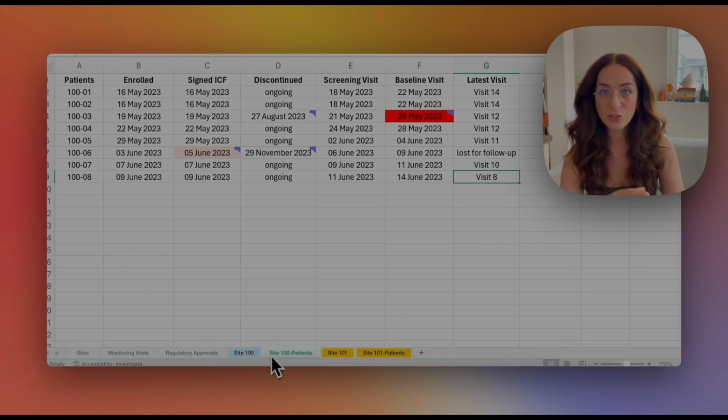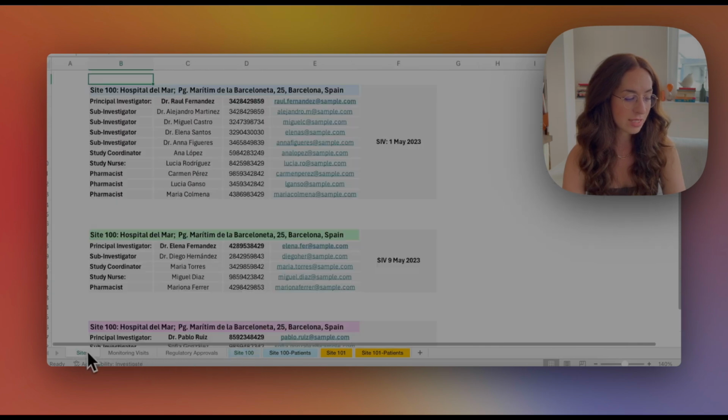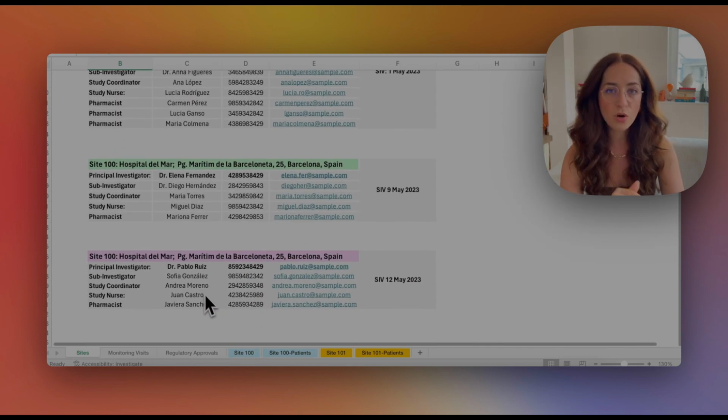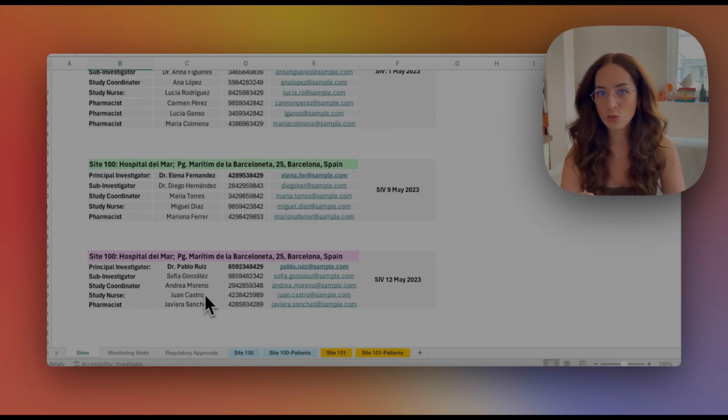And what you've just seen for site 100, you can do exactly the same and replicate for your 2 other sites so that you keep under control the site staff, the documentation, the patients, and your quantity of monitoring visits. I hope that sharing with you this tracker and how I keep under control my sites and my studies is serving you as inspiration to create your own tracker.